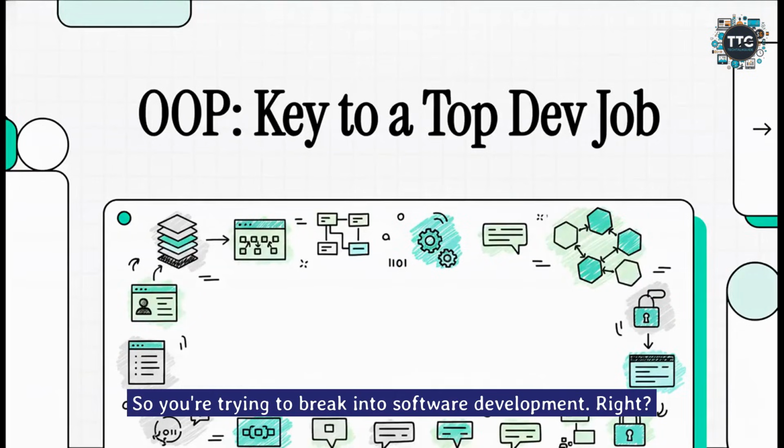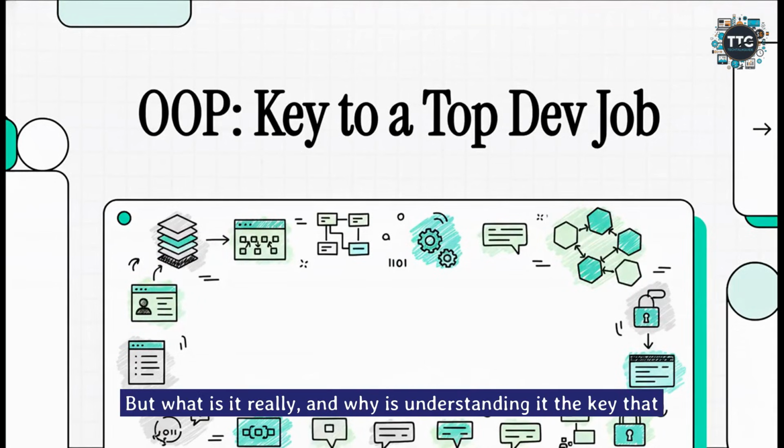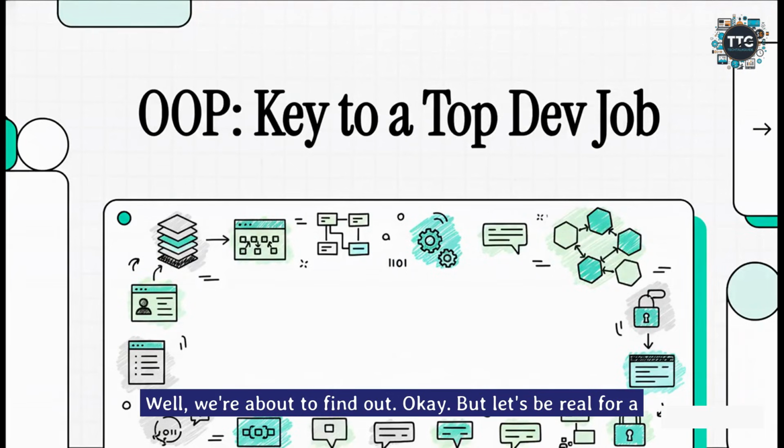So you're trying to break into software development, right? And you keep seeing this acronym everywhere. OOP, Object-Oriented Programming. It's plastered on every job description. But what is it, really? And why is understanding it the key that unlocks the door from being a student to becoming a professional developer? Well, we're about to find out.